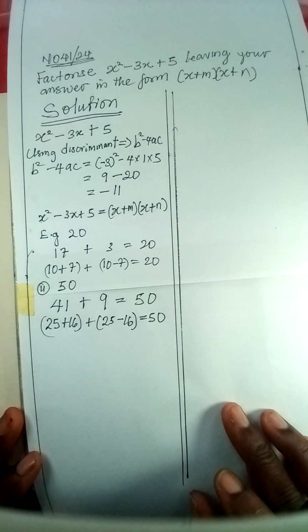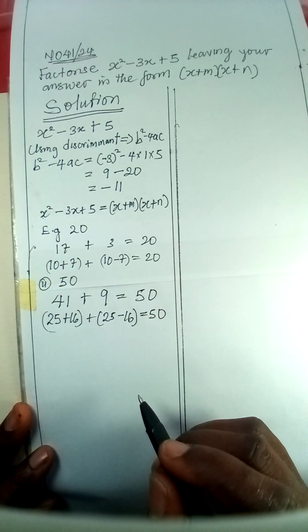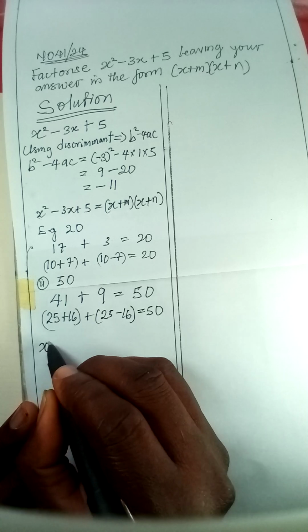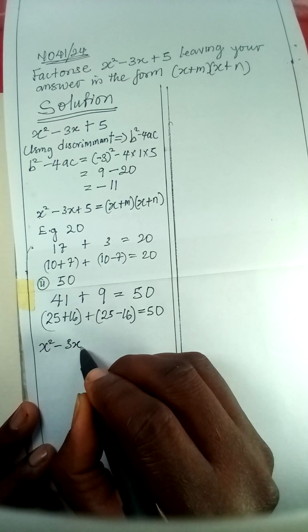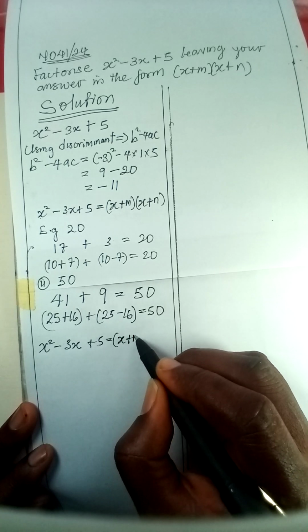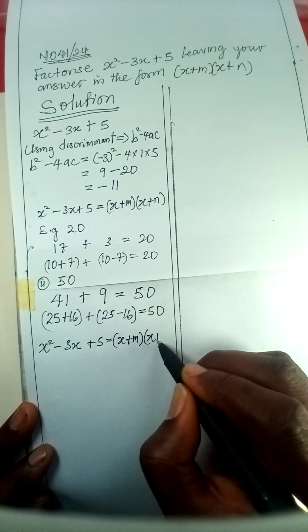Now, with this in mind, I will go back to my equation. My equation is x squared minus 3x plus 5. We want it to be in the form of x plus m into x plus n.